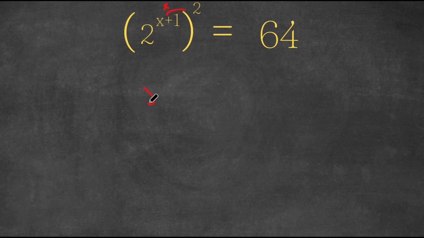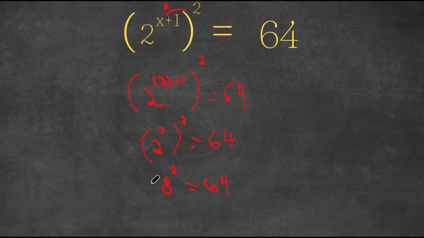So we have 2 to the power of 2. Remember, we're replacing x with 2, so (2^(2+1))^2 = 64. 2 plus 1 is 3, so we have (2^3)^2 equals 64. And 2 to the power of 3 is 8, so we have 8 squared equals 64.